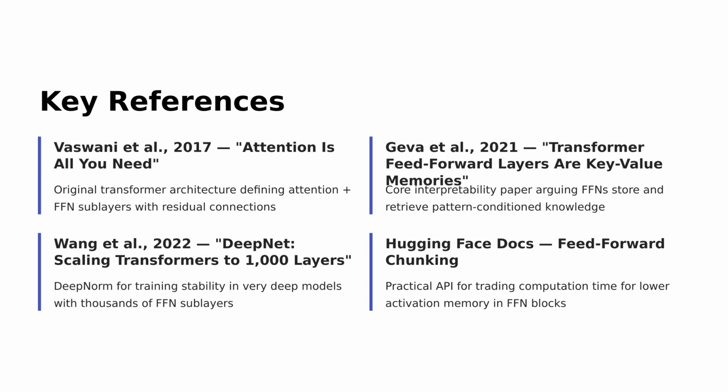Here are the key references behind this discussion. Vaswani and colleagues introduced the original transformer, pairing attention with feed-forward sublayers and residual connections. Geva et al. later argued that feed-forward layers act like key-value memories, storing pattern-conditioned knowledge. Wang et al.'s DeepNet showed how to train extremely deep transformers stably using DeepNorm. And the Hugging Face documentation gives a practical method called feed-forward chunking to reduce activation memory during training.